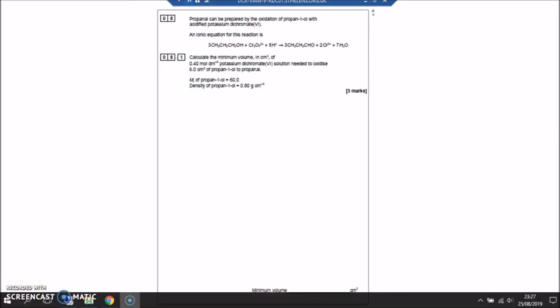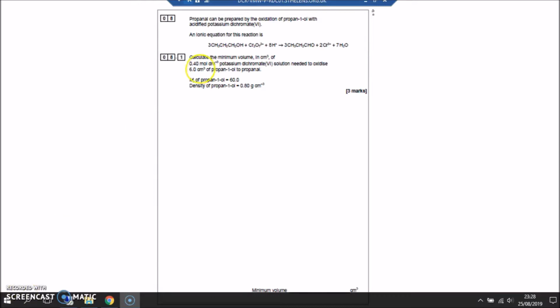Propanal can be prepared by the oxidation of propan-1-ol with acidified potassium dichromate. An ionic equation is given. Calculate the minimum volume in centimetre cubed of 0.40 mole per decimetre cubed potassium dichromate needed to oxidize 6.0 centimetre cubed propan-1-ol to propanal. Mr of propan-1-ol is 60.0. Density of propan-1-ol is 0.8 grams per centimetre cubed.